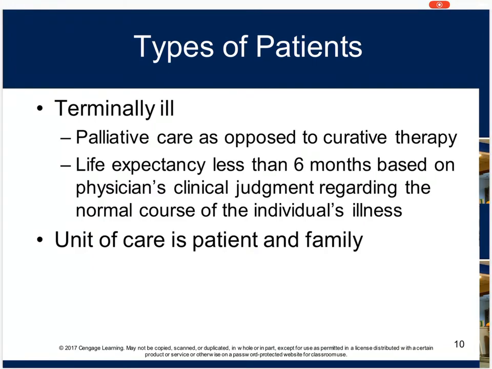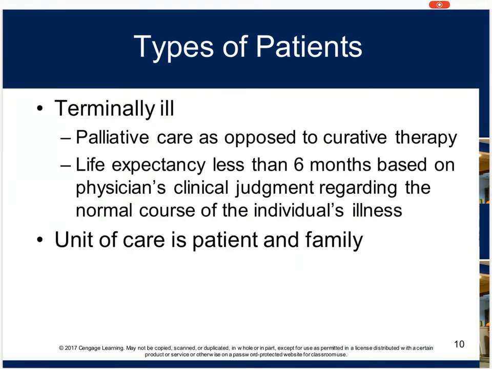All right, so let's get into our type of patients. So hospice provides palliative care, which we just discussed. They're not trying to cure the patient. The patient has that terminal illness. They are considered to be terminally ill, and their life expectancy, again, is 6 months or less based on the physician's clinical judgment regarding the normal course of the individual's illness.